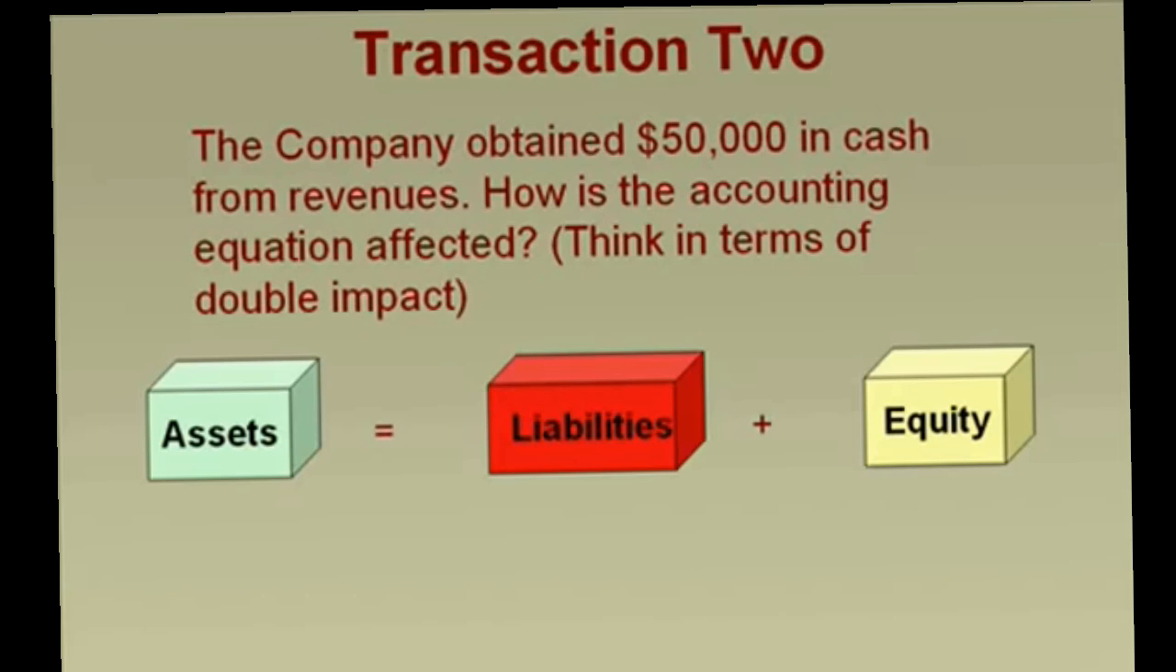Suppose a company obtained $50,000 in cash from revenues. How is the accounting equation impacted? Let me put the present situation from the previous transaction. There you go. Stop now and write down your answers and then restart this presentation.